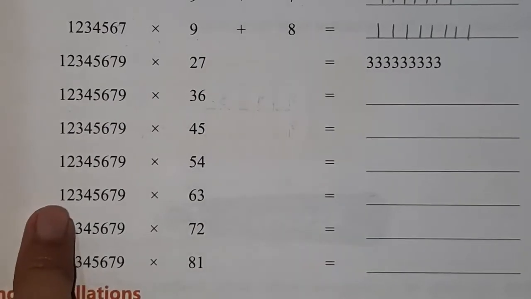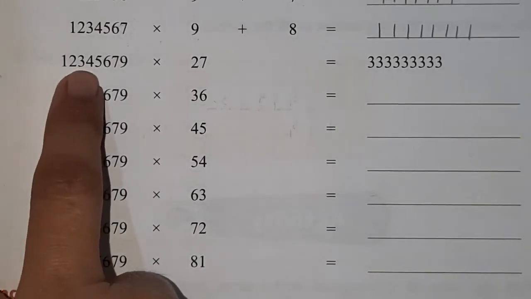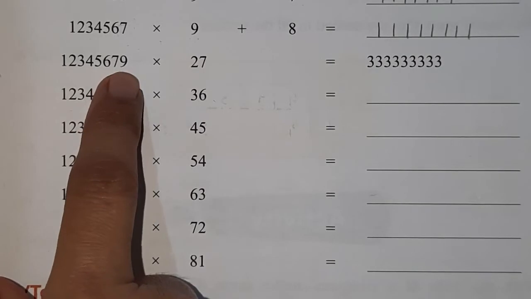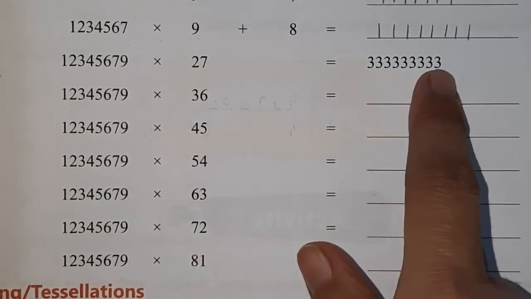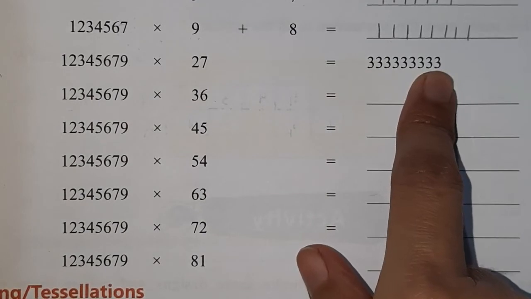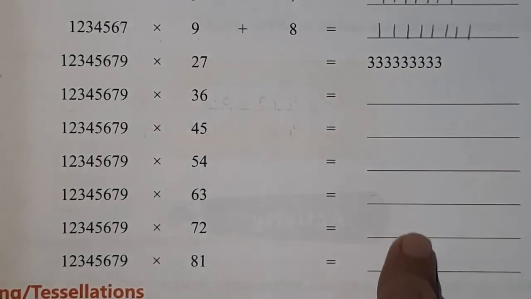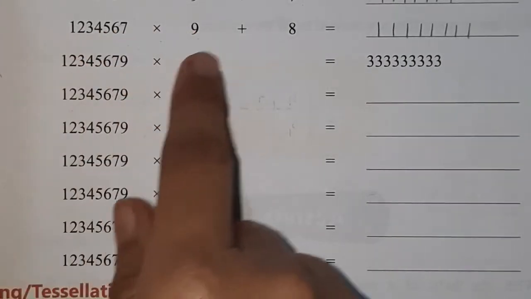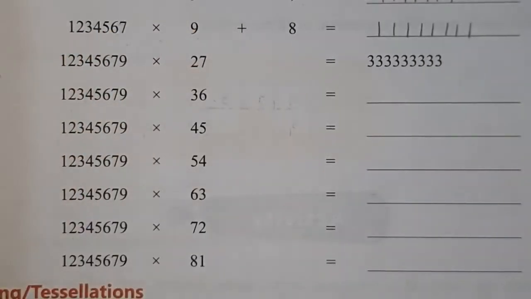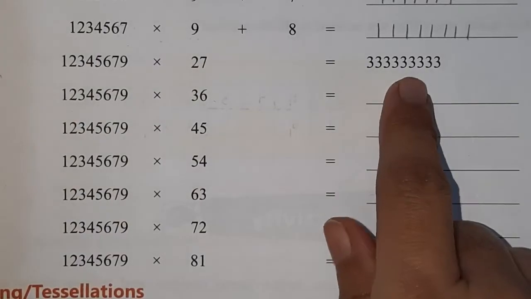Now see this next part. 1, 2, 3, 4, 5, 6, 7, 9 multiplied by 27. Now 3 is given to us 9 times. And next all fill-ups are there. So we have to observe what is the relation between these two to get this answer. Okay.